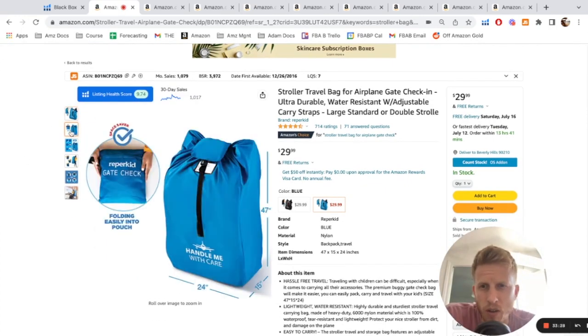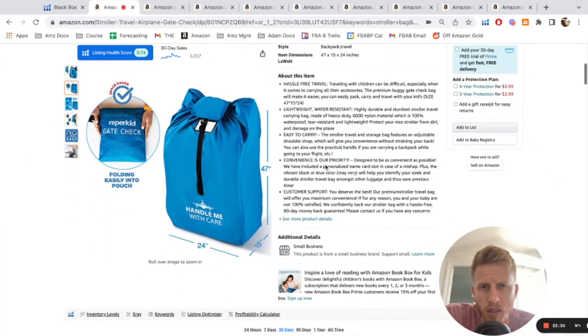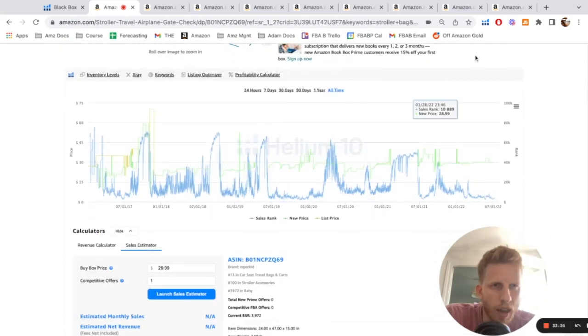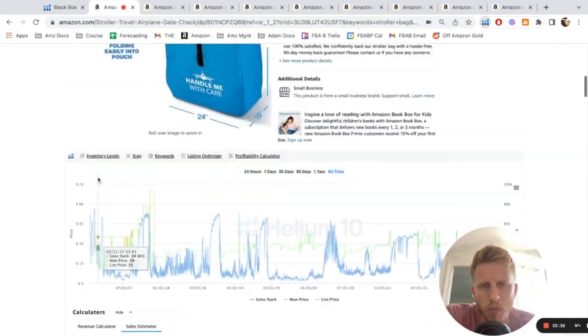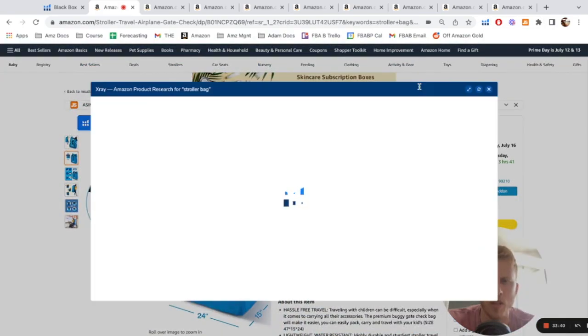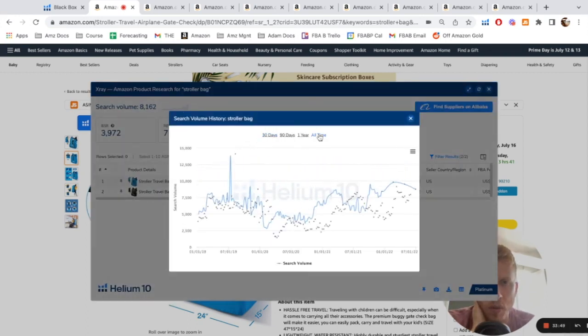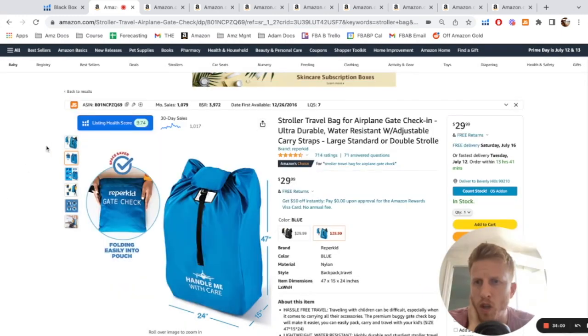I think about the demand for these over time, so let's just see how it looks. Let's have a look at what the search volume is. Basically, what I'm thinking is, in the summer when people travel, does this peak and then sort of die off over the winter? To be honest, sometimes that's fine as long as there's still enough demand in the winter. Stroller bag, all right, it does look like it's pretty steady across the year. It only really drops down to a couple of thousand, but you just have to be careful with that.